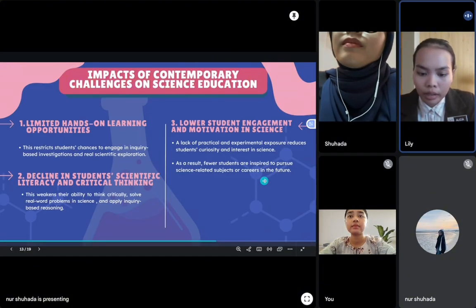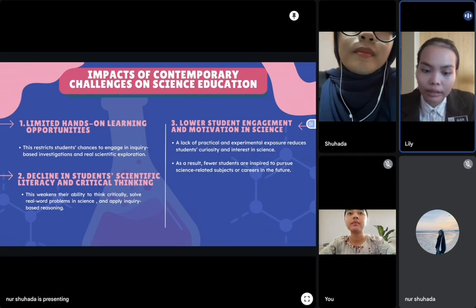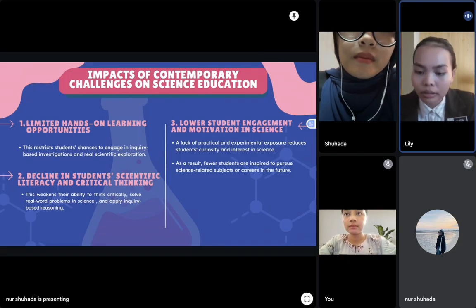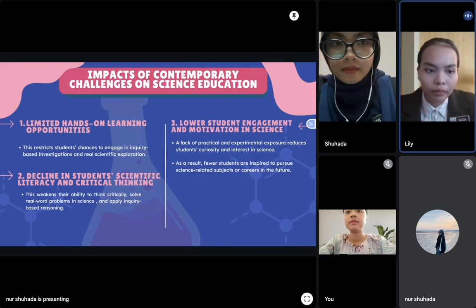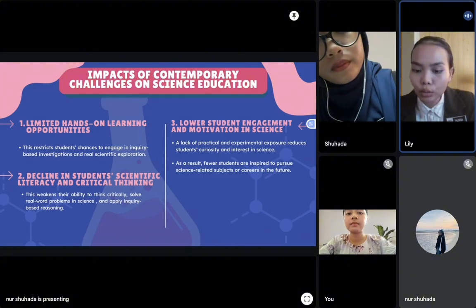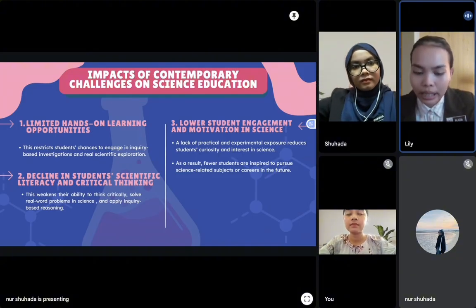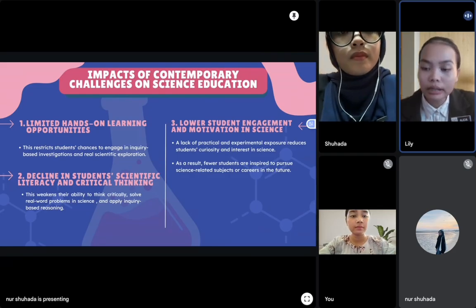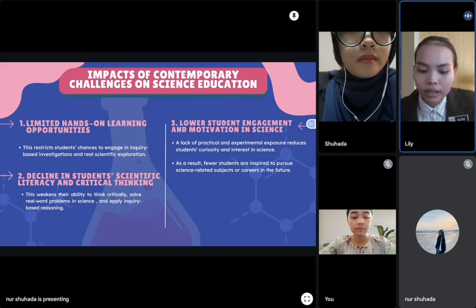Second, decline in students' scientific literacy and critical thinking. This will cause students to become less able to ask questions, analyze data, or draw conclusions based on evidence. This also weakens their ability to think critically, solve problems, and apply inquiry-based reasoning. Because without hands-on or inquiry-based learning, students struggle to solve real-world problems using science.